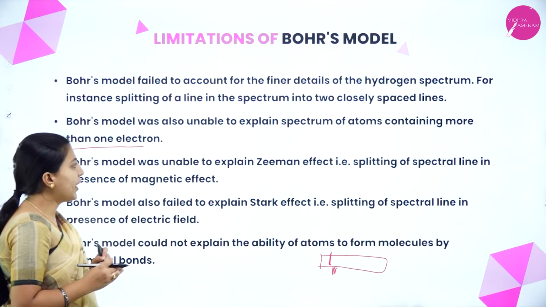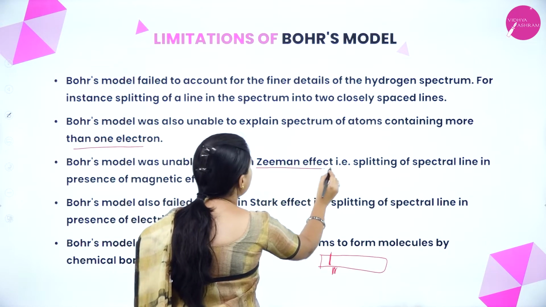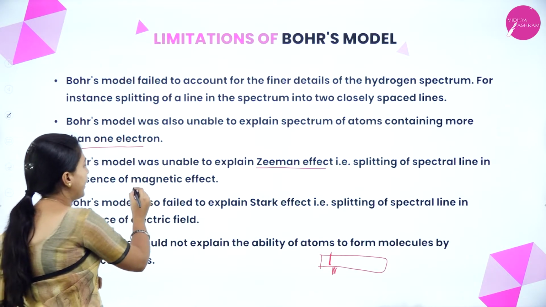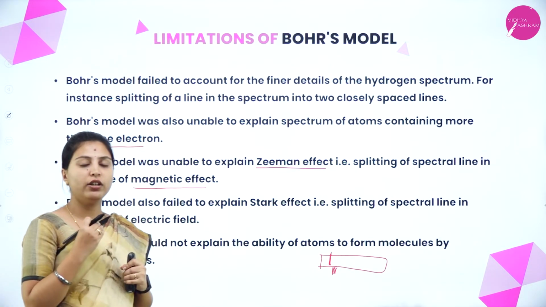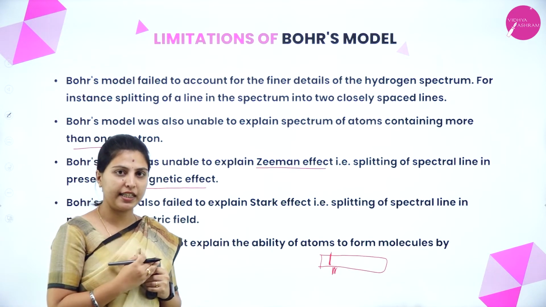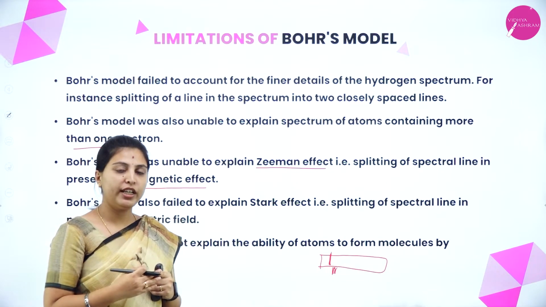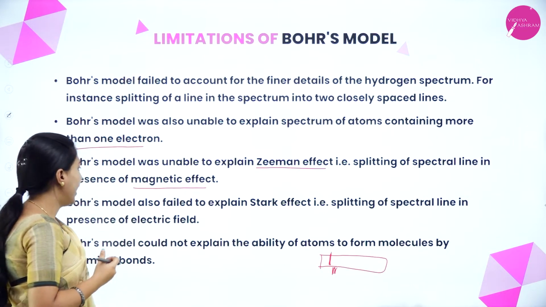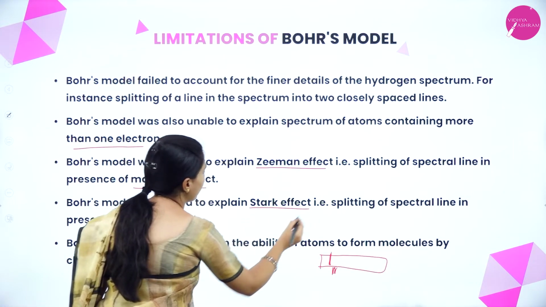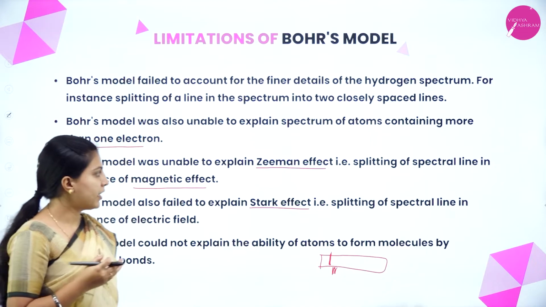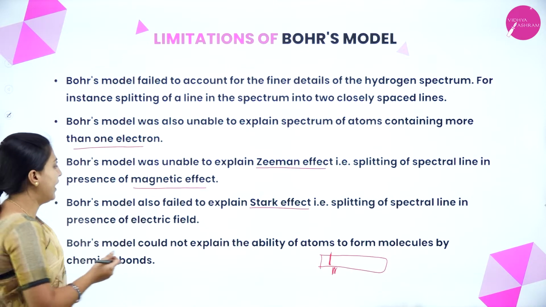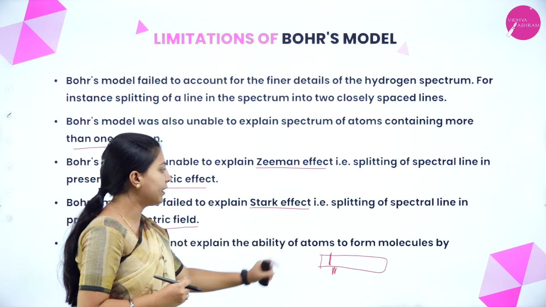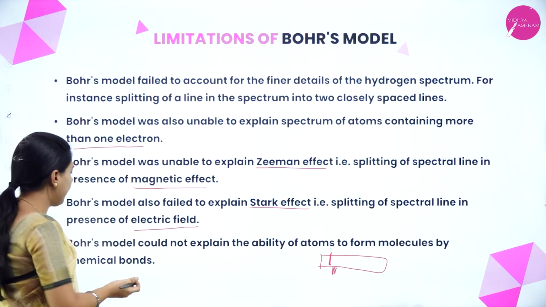Bohr's theory was unable to explain the Zeeman effect. What do we mean by the Zeeman effect? That is the splitting of spectral lines in the presence of a magnetic field. Whatever splitting in the hydrogen spectrum is seen in the presence of a magnetic field, he could not explain. That effect is called the Zeeman effect. And he could not explain the Stark effect also, the splitting of spectral lines in the presence of an electric field.